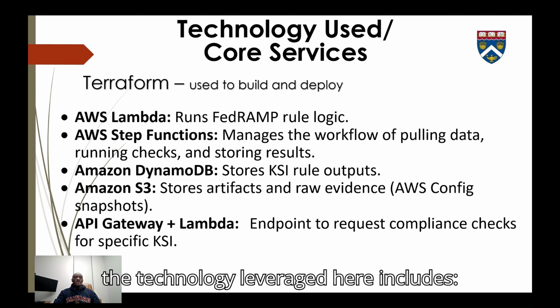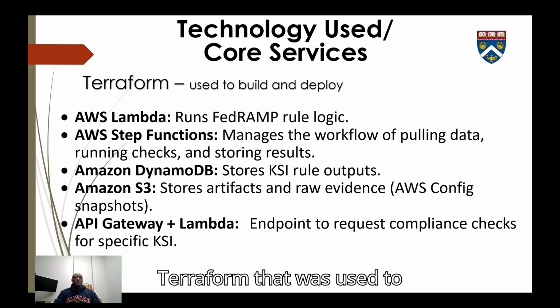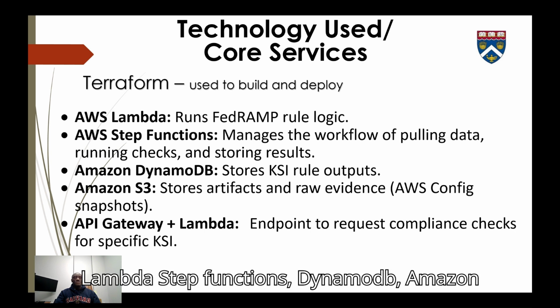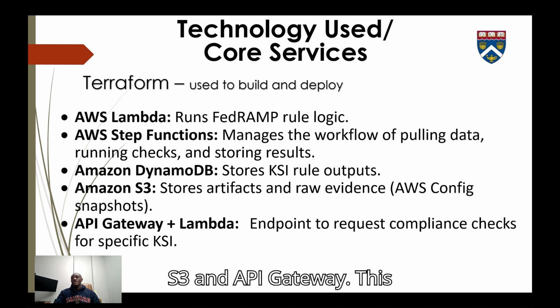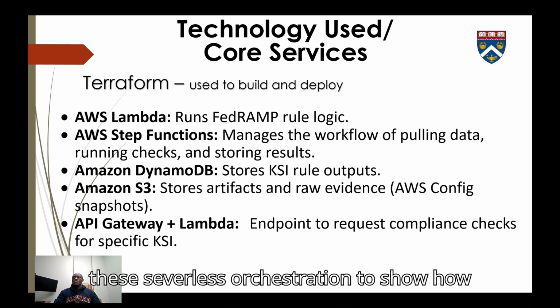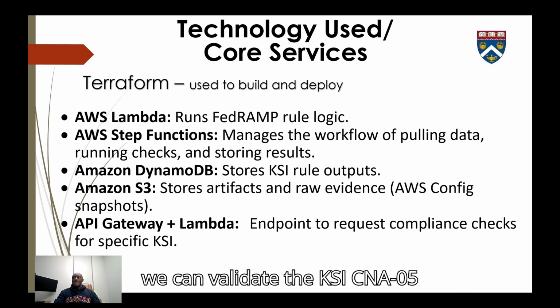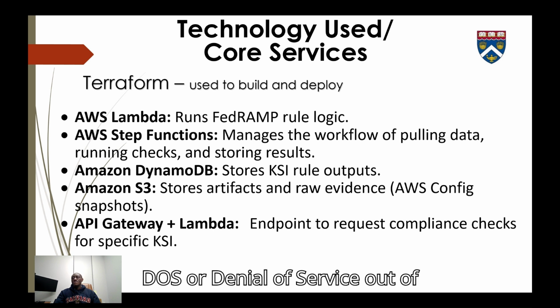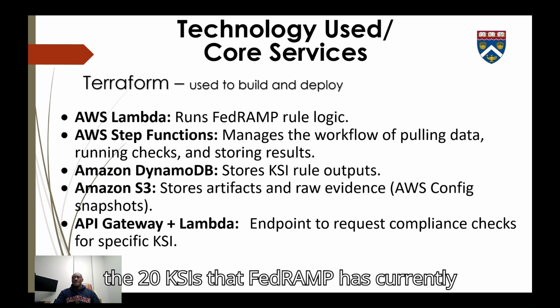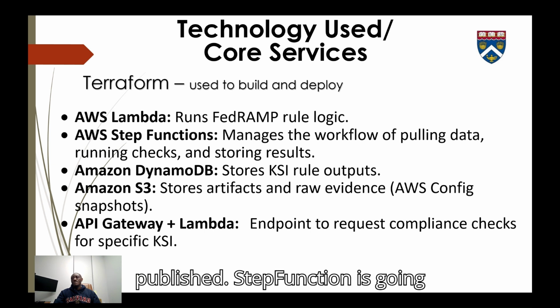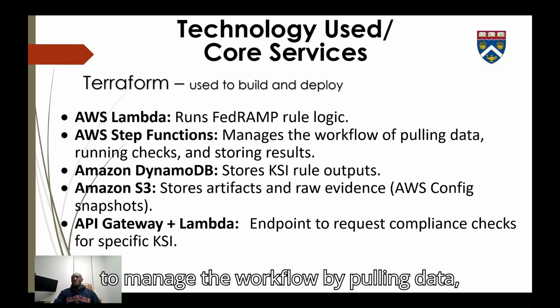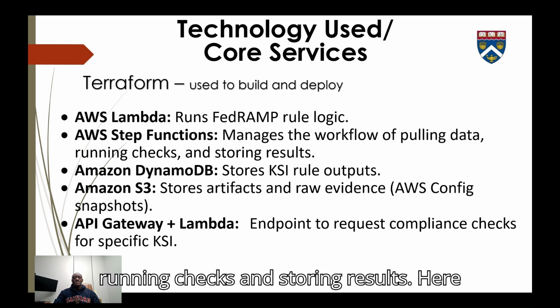The technology leveraged here includes Terraform, which was used to build and deploy the services. And then we also have AWS Lambda, Step Functions, DynamoDB, Amazon S3, and API Gateway. This demo makes use of all this serverless orchestration to show how we can validate the KSI-CNA-05 logic as a use case for validating DoS, or denial of service, out of the 20 KSIs that FedRAMP has currently published. AWS Step Functions is going to manage the workflow by pulling data, running checks, and storing results.